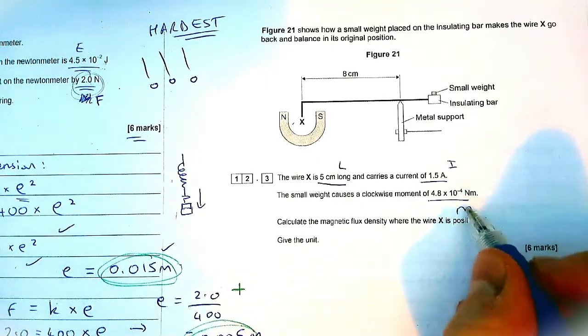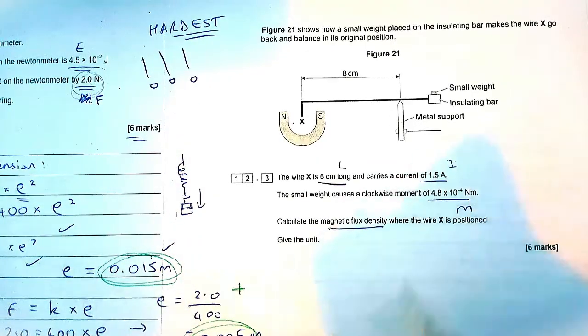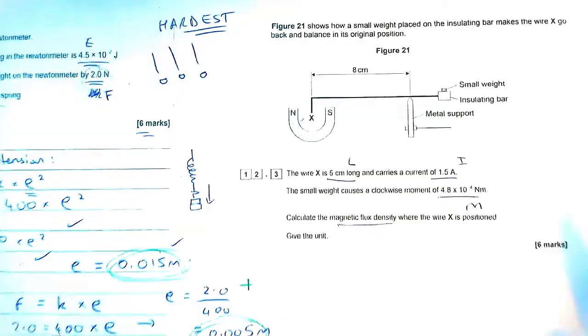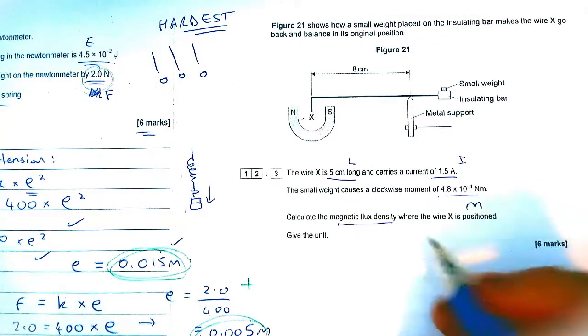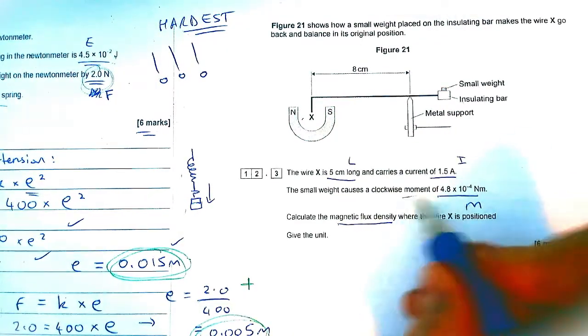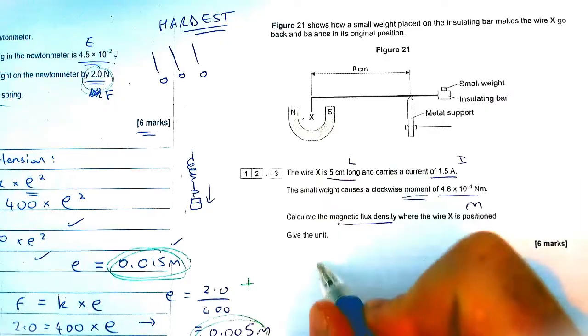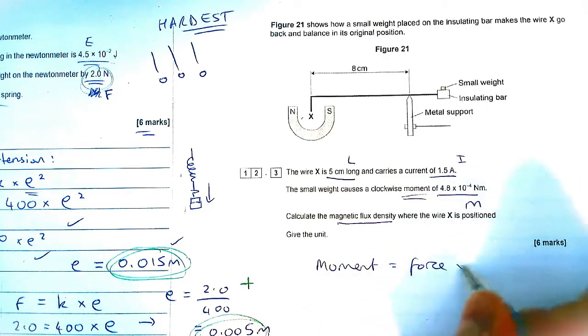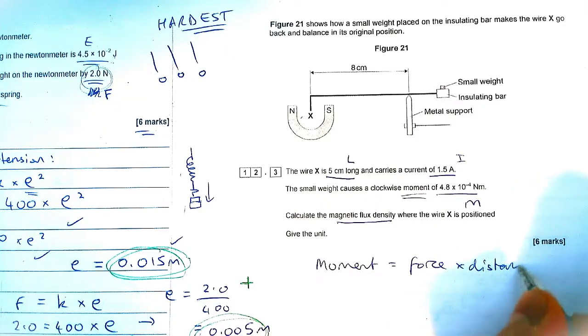Now, luckily for us, while this is a hard question to understand, there's only two equations it could possibly be. There's only one equation that has moment in it, and that's moment equals force times distance. And the other equation is the one to do with magnetic flux density. Magnetic flux density we've come across a couple of times already in these questions: F equals flux density times current I times L.